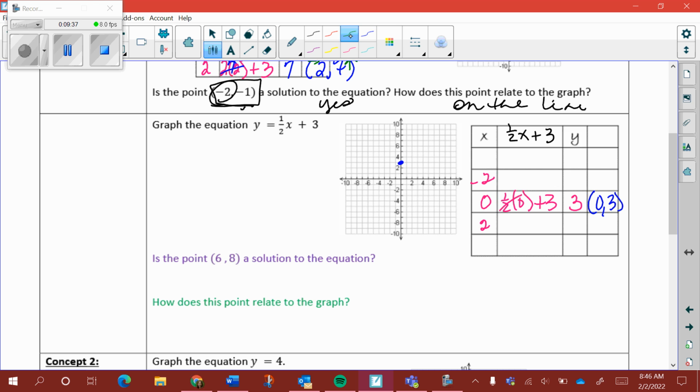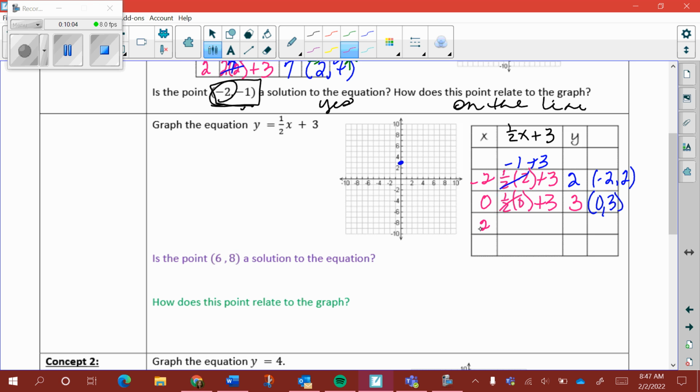But now I have to put in the negative 2. So we're going to say 1/2 times negative 2 plus 3. Well, positive and negative makes it a negative, and half of 2 is 1. Negative 1 plus 3 would give me 2. So the ordered pair here is going to be negative 2, 2.